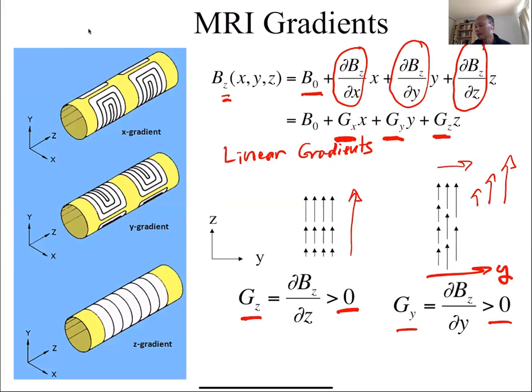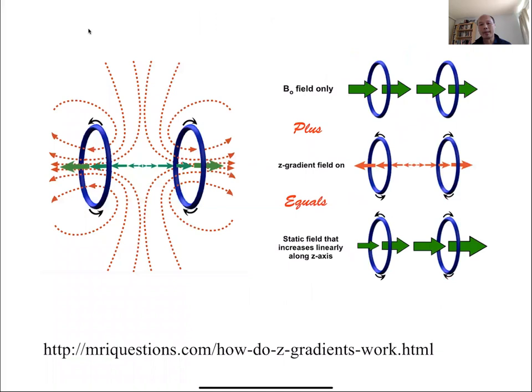The general principle for making these gradients is to have two coils, for example in the Z direction: one coil with current going one way, the other coil with current going the other way. So this has current going this way, this has current going this way, so they create opposing fields such that in the middle they cancel out. And so you can end up with a spatially varying gradient.